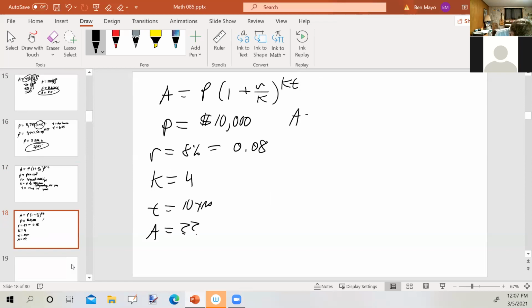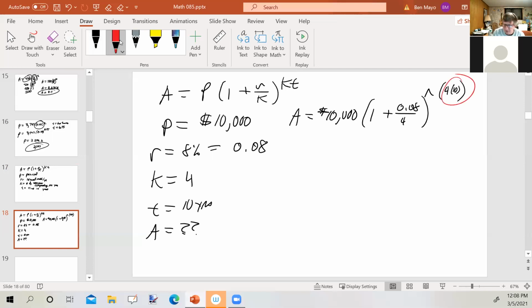So what do we get? A equals $10,000, 1 plus 0.08 divided by 4, all raised to the 4 times 10 years. Now, you can put that all in your calculator just like it is, or you can simplify things, but don't round anything off. For instance, 4 times 10 is 40. Not a problem. 0.08 divided by 4 would be 0.02. 1 plus 0.02 would be 1.02.